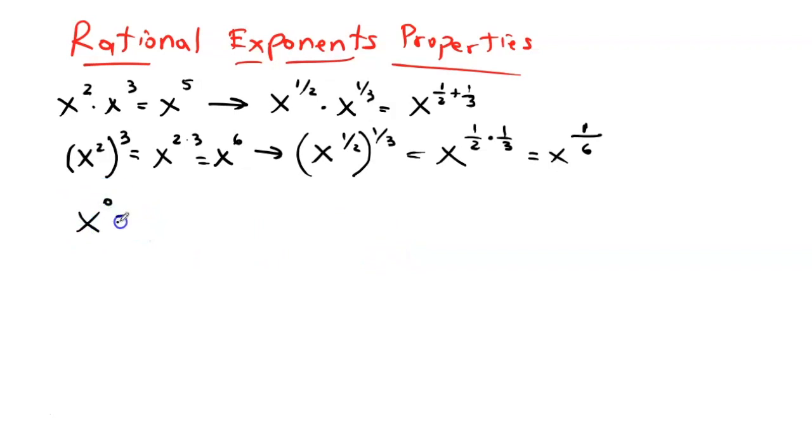Again, anything to the 0 power is 1. What if I have a negative exponent?